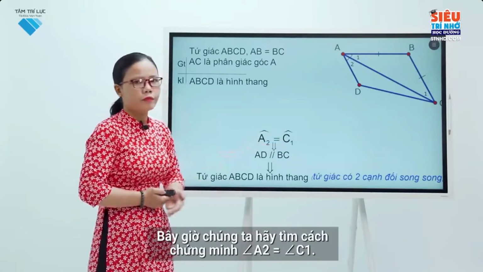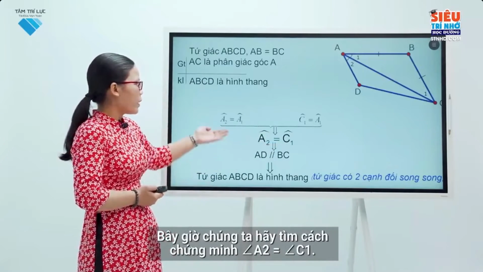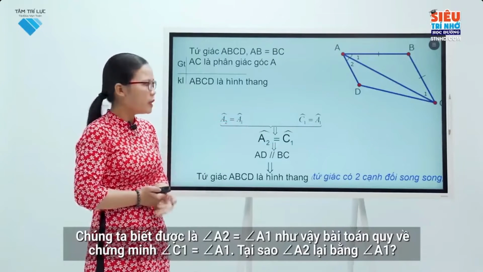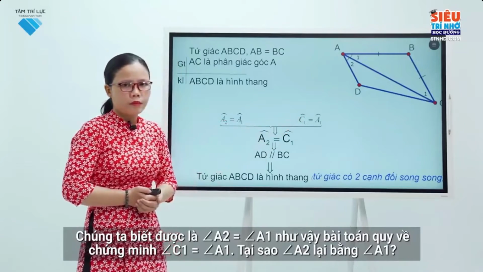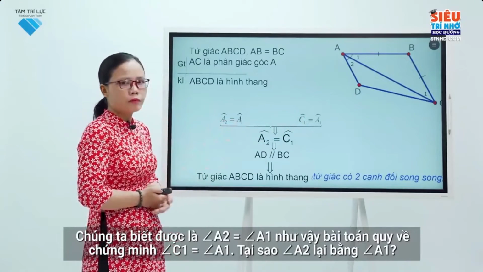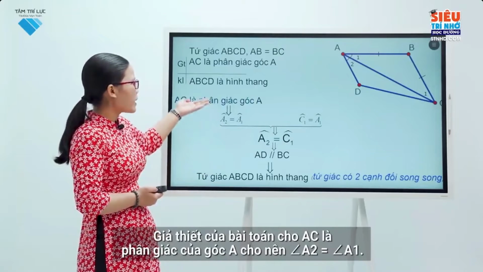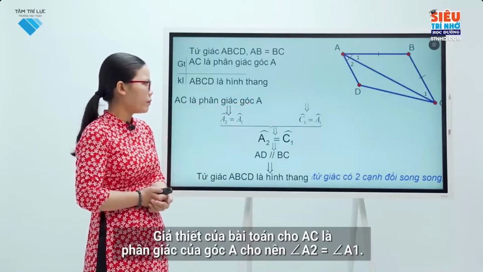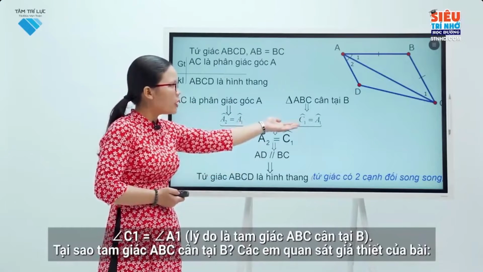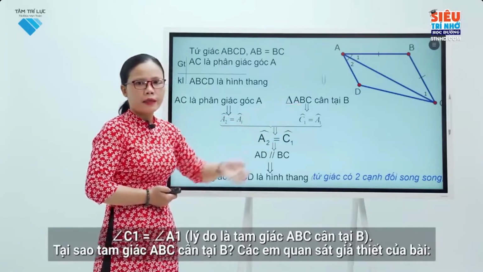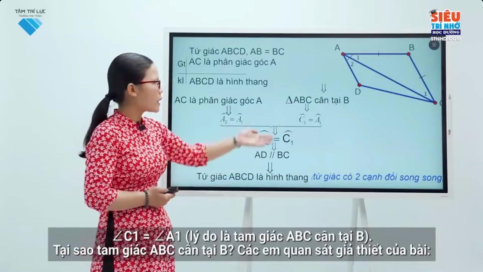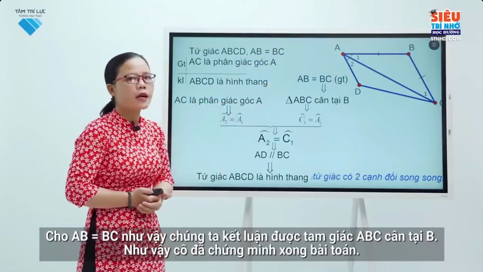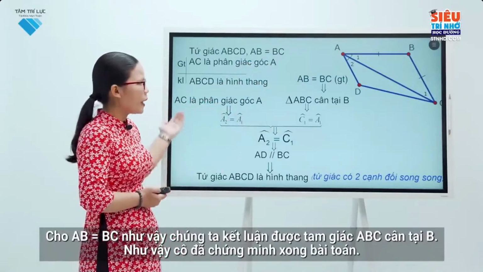Now let's find the way to prove angle A2 equals angle C1. We can write angle A2 equals angle A1, so we need to prove angle C1 equals angle A1. Why is angle A2 equals angle A1? The reason: AC is the bisector of angle A, so angle A2 equals angle A1. Angle A1 equals angle C1 because triangle ABC is isosceles with AB equals BC. Why is ABC isosceles? Look at the given information. It gives AB equals BC, so ABC is isosceles. I have already solved the problem.